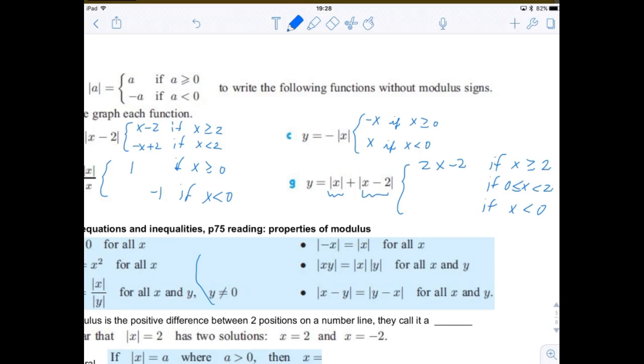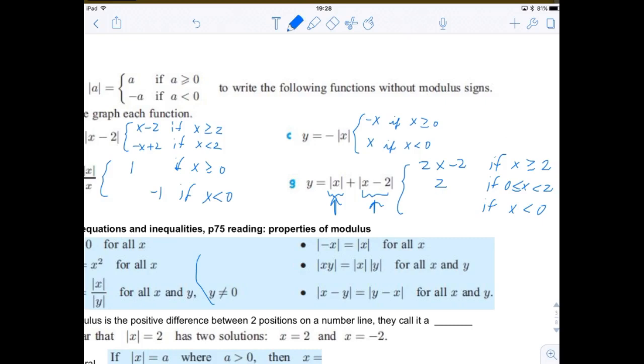Next one. If x is between 0 and 2, then x minus 2 would be a negative value, right? So the absolute value sign would make the contents negative. Now this one here, if it's between 0 and 2, would do nothing. So this would be equivalent to x minus x minus 2, which is equal to x minus x plus 2, which is the same thing as 2, right? So I'm going to make this one equal to 2.